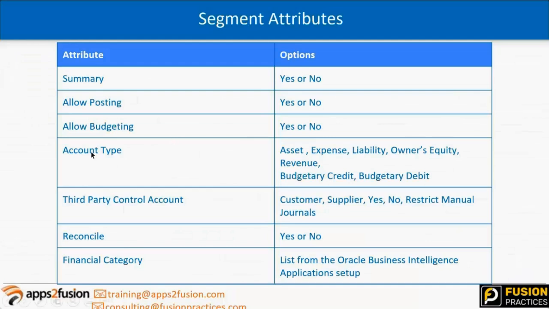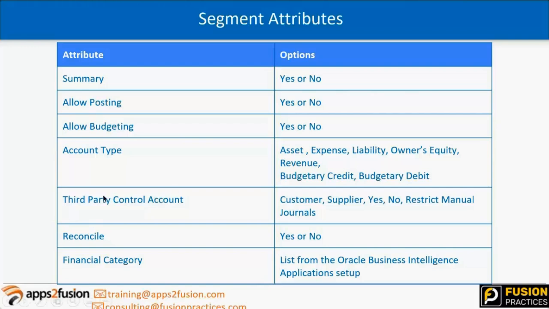Then we have account type, what type of account it is: asset, expense, liability, owner's equity, and revenue. There are majorly four types of account: assets, expenses, liability, revenue, and owner's equity.